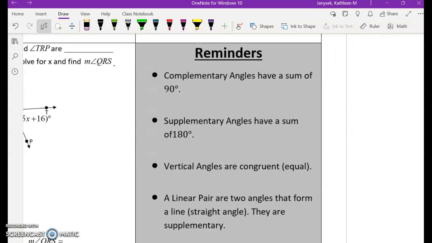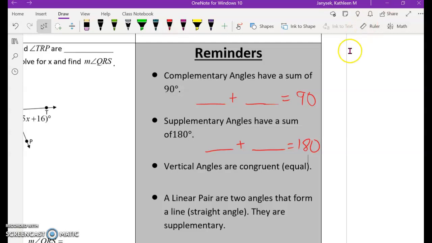One of them is that complementary angles always add up to 90 degrees. So when we set up an equation, it's going to be something plus something else, sum, right? Sum means adding two things together, and they have to equal 90 degrees. Same thing for supplementary angles. Two angles or more really could add up to 180 degrees.